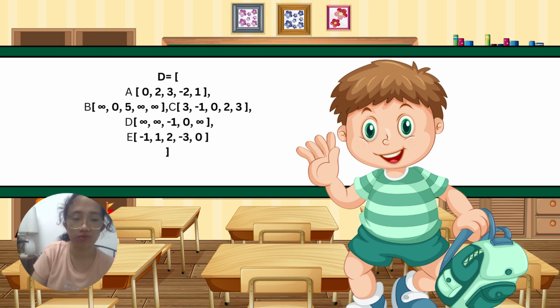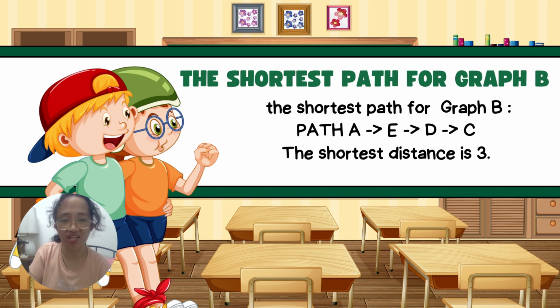And so for our last slide, the shortest path for graph B is path A to path E to path D and to path C. And the shortest distance is 3.